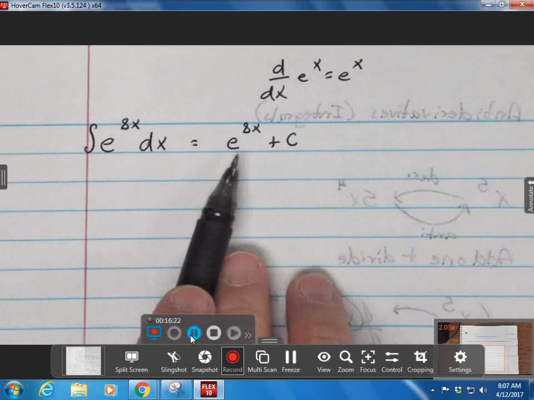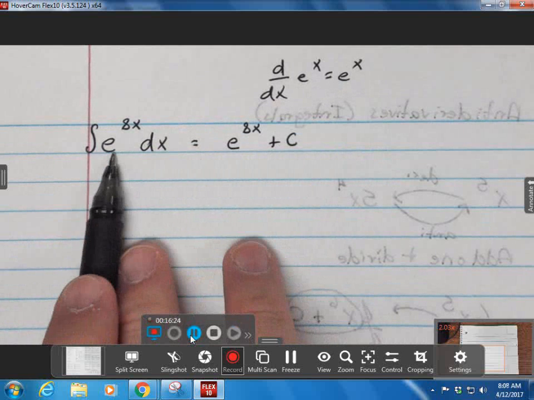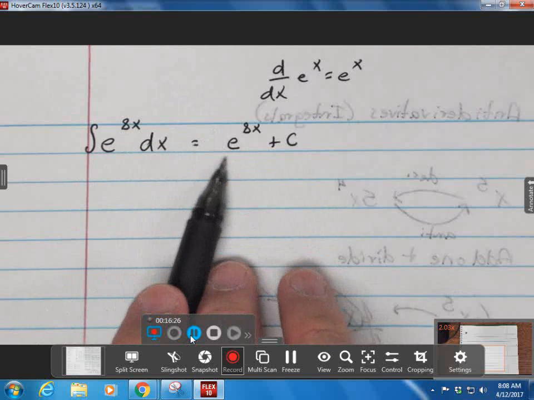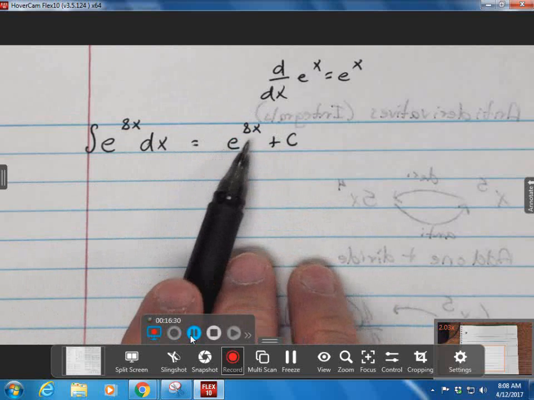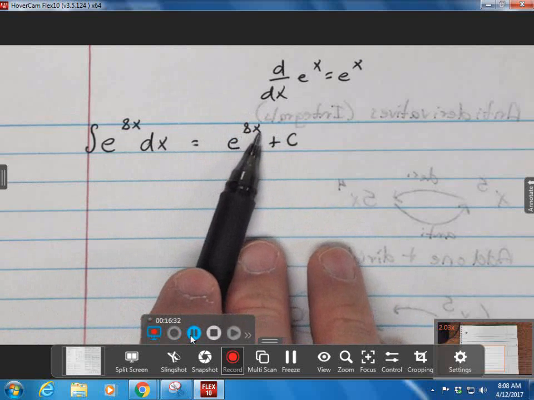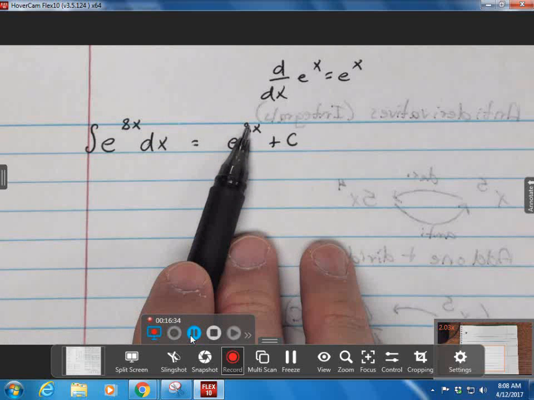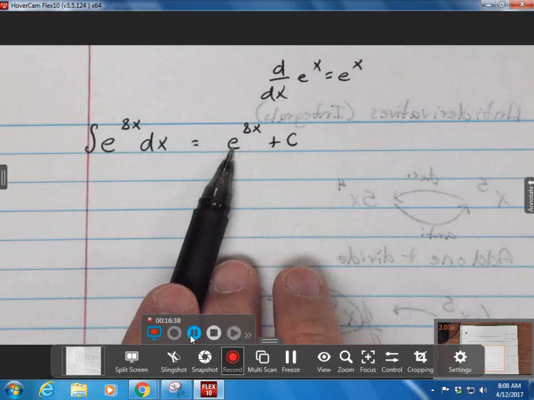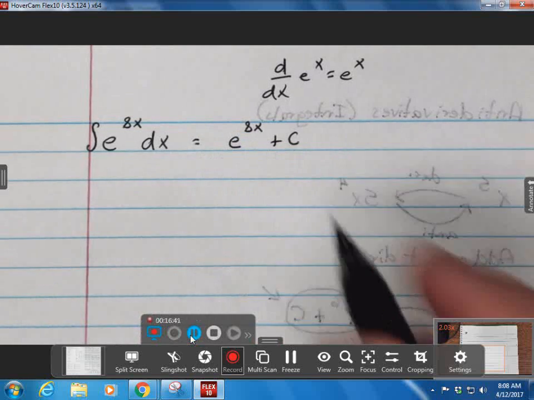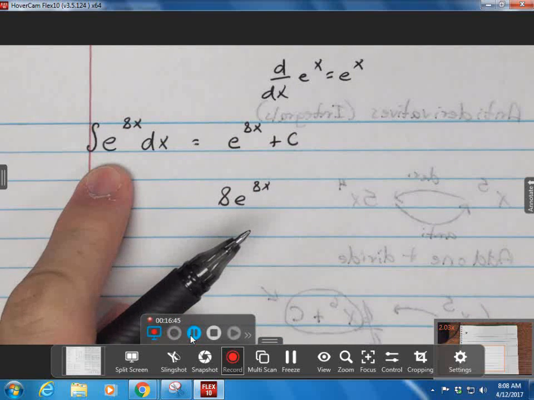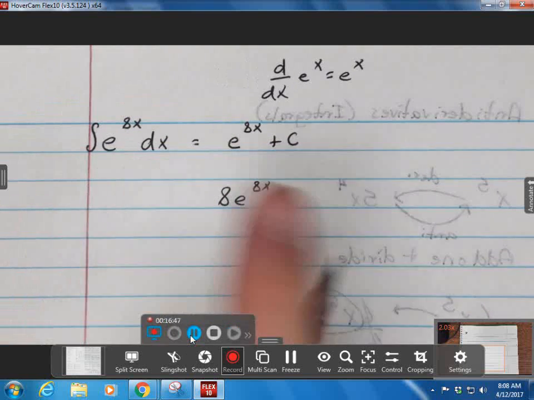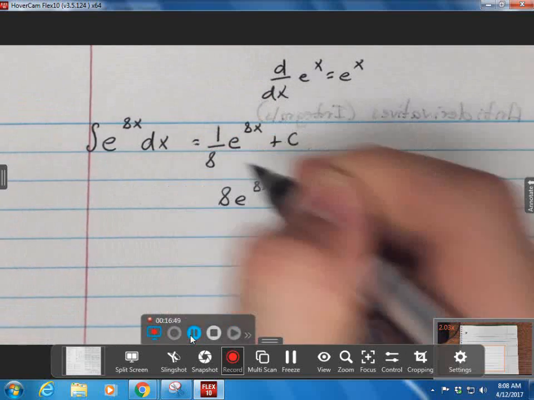Because, again, we're looking for the derivative of what is equal to this. If I were to differentiate this, I would get e to the 8x, but then you have to go inside and you have to differentiate this as well, right? It's chain rule. The derivative of this is 8e to the 8x, not e to the 8x. So how do we fix that? We put something out front that will cancel that 8.